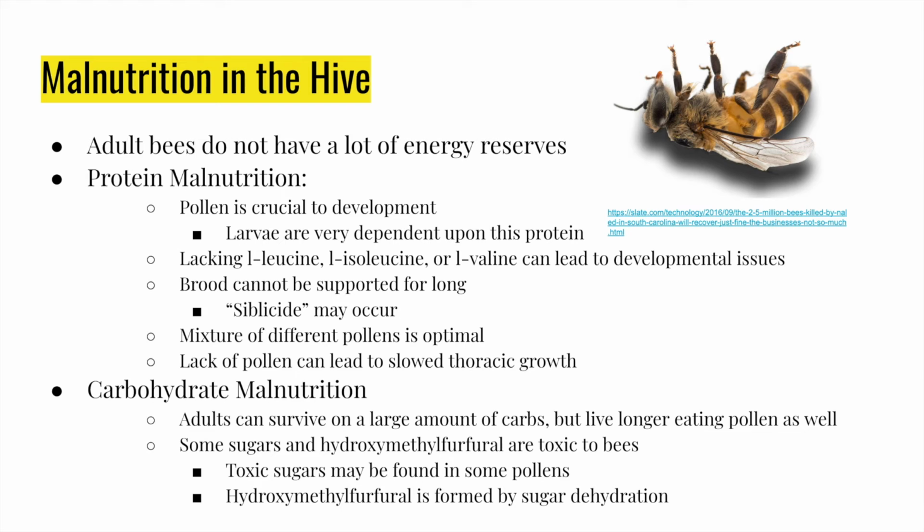Since nutrition is so important to the hive, malnutrition is something to pay attention to as well. Adult bees do not have a lot of energy reserves, so they must eat often. Different malnutrition of macromolecules can have varying effects on the hive. Protein malnutrition is detrimental because it's such a big part of development. Pollen is crucial to development as it's the main source of protein in a bee's diet.